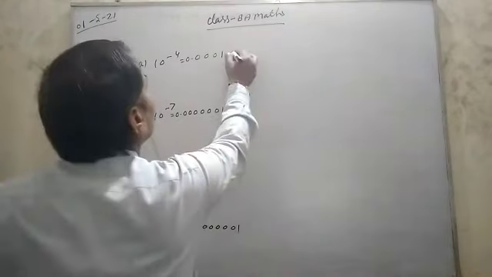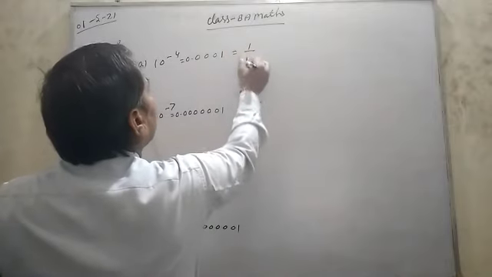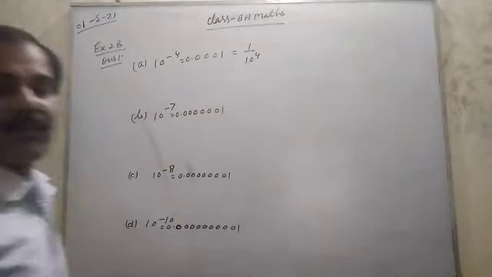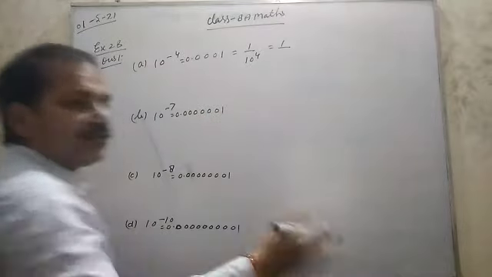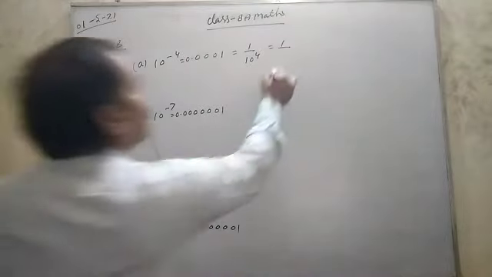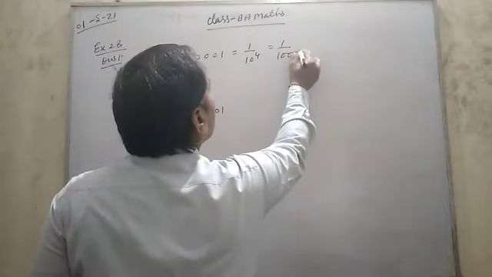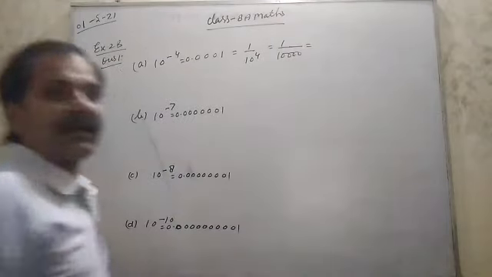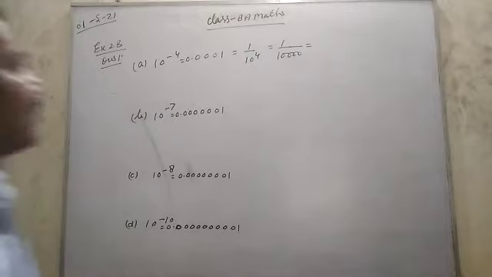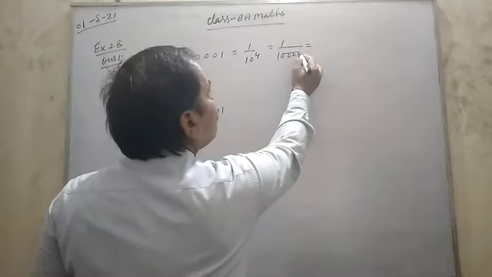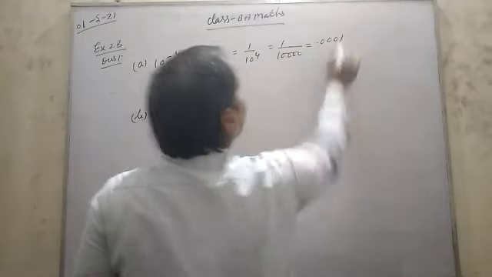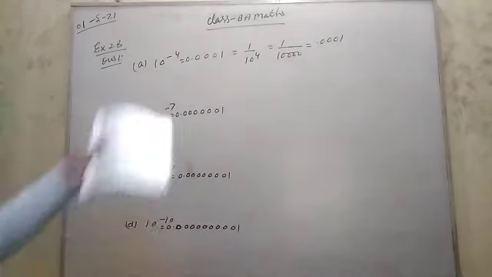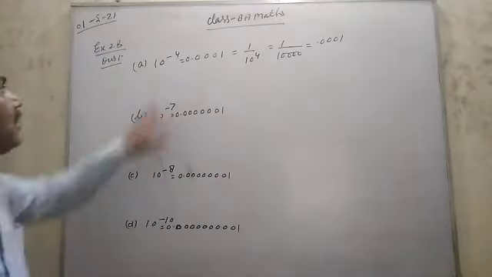One more method also. 10 power minus 4, so make it positive: 1 upon 10 power 4, which means 10 into 10, 4 times. So it will be 10,000, and you know that it is 1 divided by 10,000. So how many zeros here? 0, 1, 2, 3, 4. So this will be clear. Similarly, the remaining ones also can be done directly.